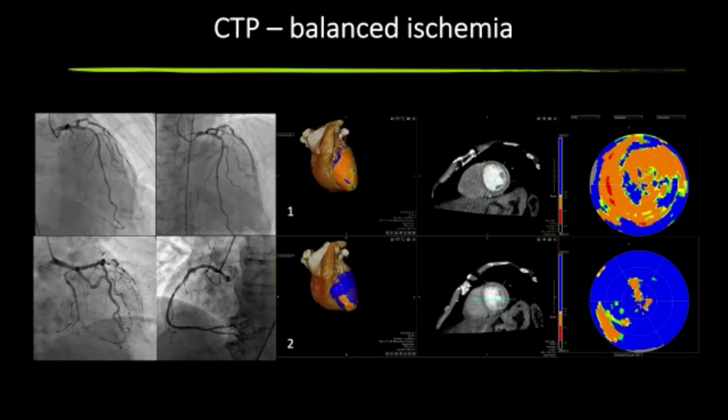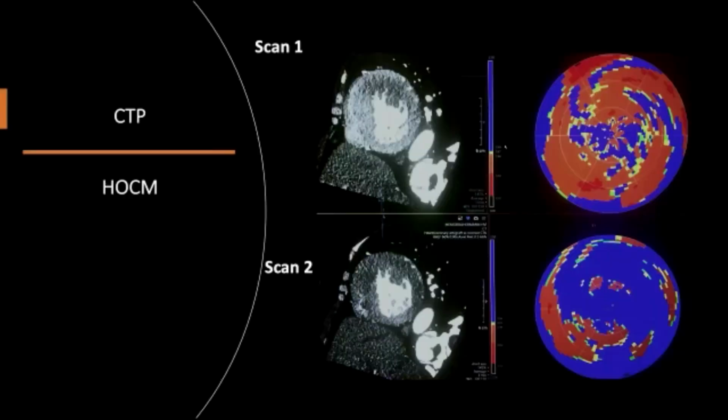Another example of a study which represents some difficulty for the regular SPECT studies: balanced ischemia, a patient with triple vessel disease proved by invasive coronary angiography. Resting images, adenosine stress images, hardly any ischemia at rest. The whole heart becomes ischemic during stress because of triple vessel disease.